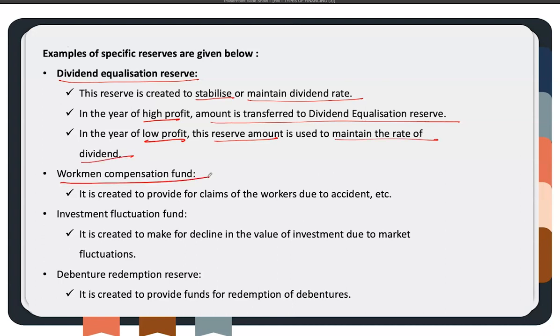Then there is also something known as workmen compensation fund. This reserve will be used for providing for the claims of workers which may arise because of accidents and all. Then we have investment fluctuation fund. These are created to provide for decline in the value of investment which may arise because of market fluctuations. Then debenture redemption reserve. This is created to provide funds for redeeming the debentures. So these are all the classic examples of specific reserves.